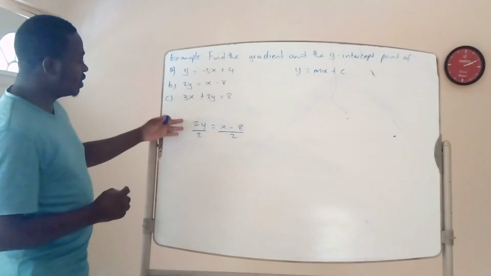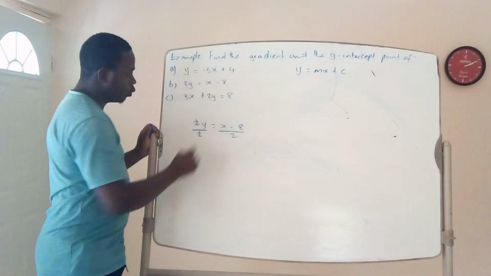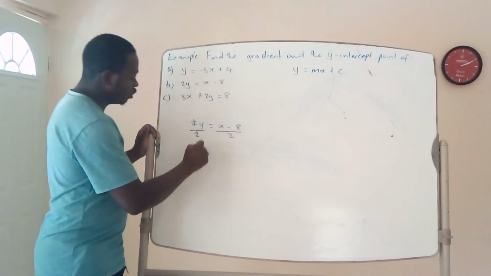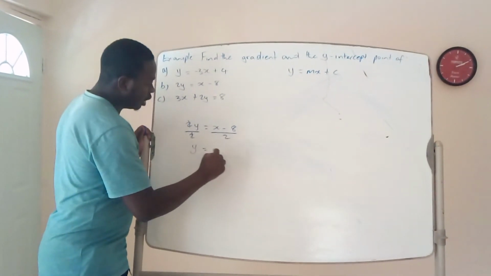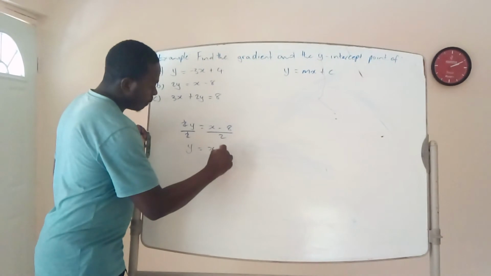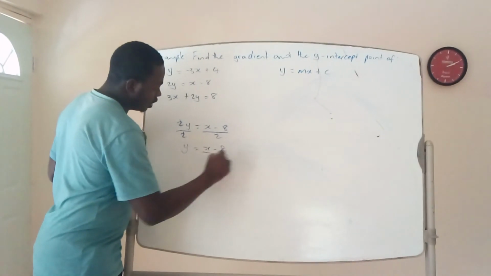Now, as you can see, 2 will cancel out 2, leaving us with y equal x minus 8, all divided by 2.